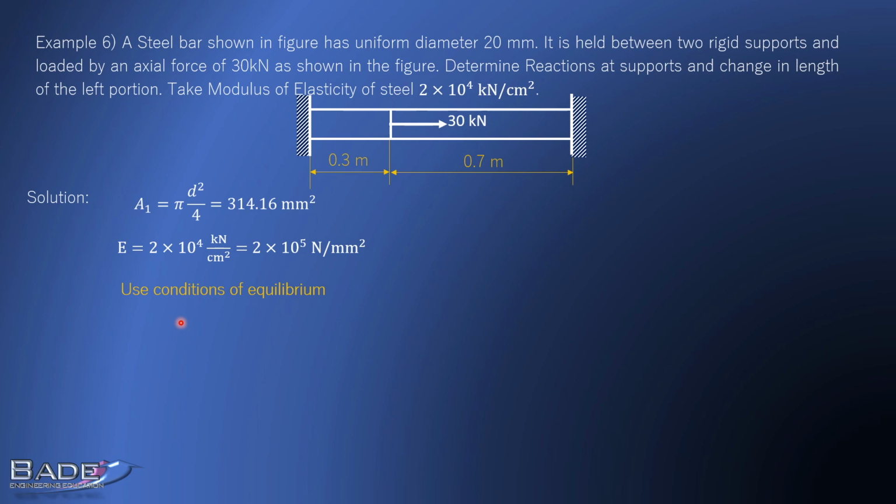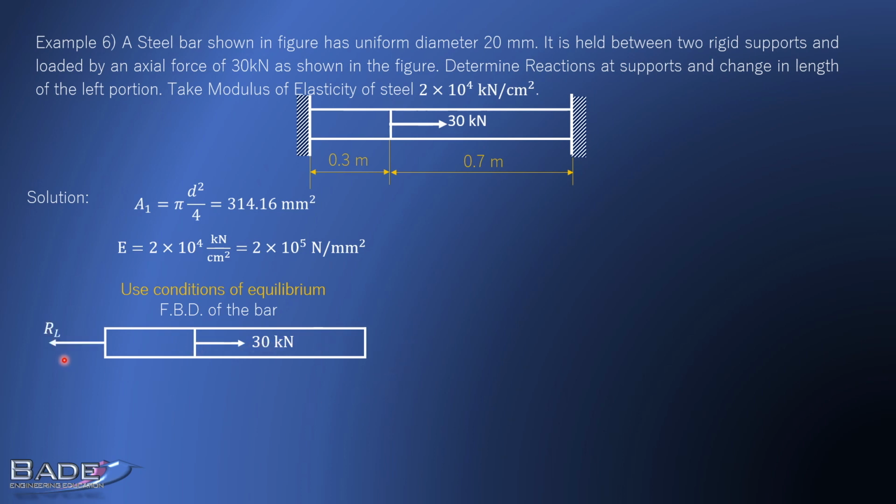Try to understand. To find support reactions, we should draw a free body diagram. How do we draw a free body diagram? Draw a diagram of the body under consideration, show applied forces, and then show a reaction at the supports. Even if these are fixed supports, because it is a collinear system of forces, the force is along the axis, so the reaction will be along the axis only. So here it is the reaction at the left support and here it is the reaction at the right support.